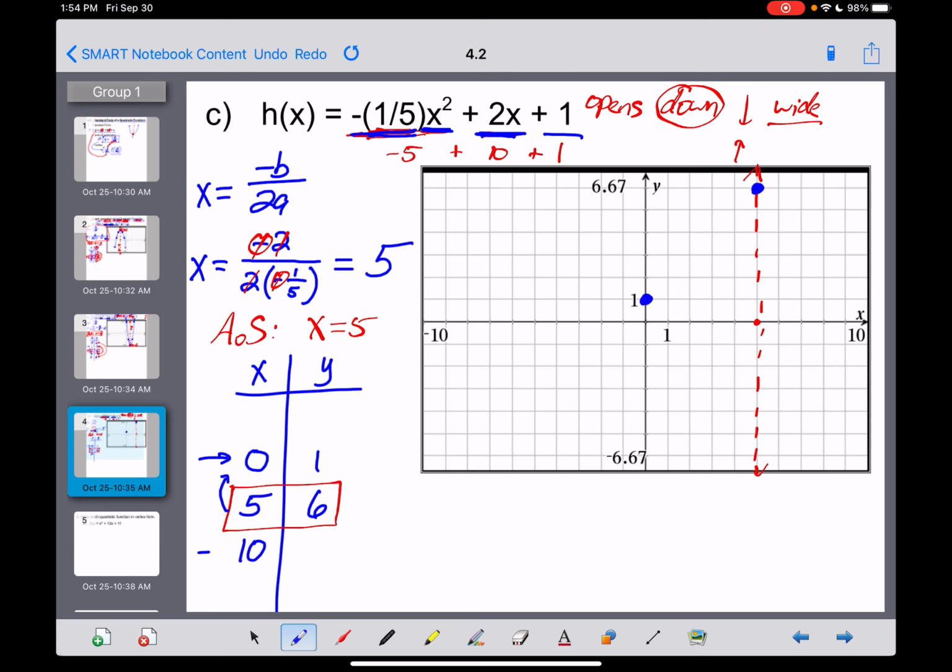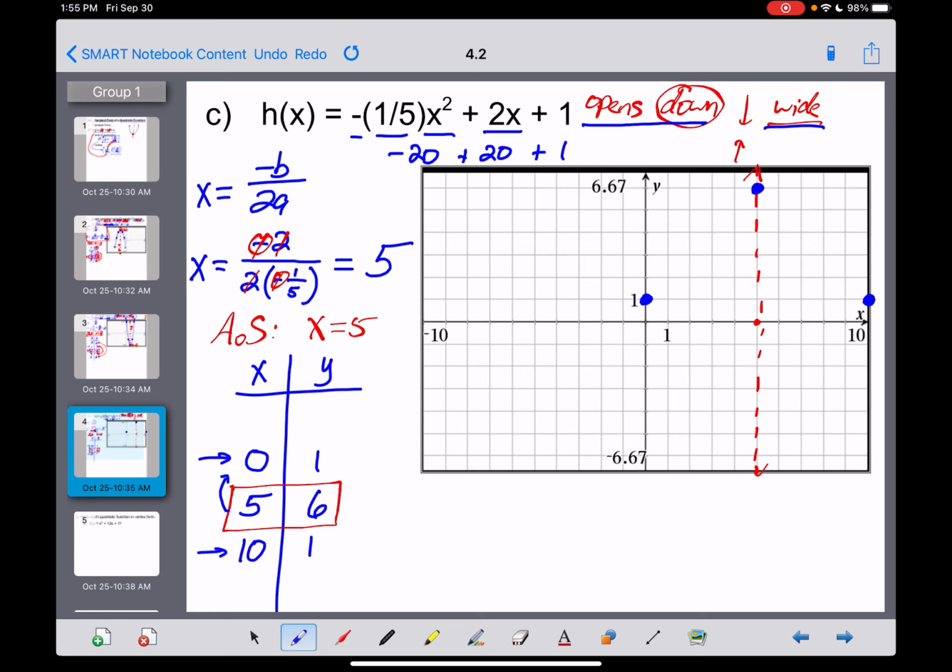The same thing should happen when we plug in 10, but I don't want to assume. So let's try all this again, plugging a 10 in for x. 10 squared is 100. 1/5 of 100 is 20, and the opposite of that makes negative 20. Plus, 2 times 10 is 20. That's 0, and 0 plus 1 is 1. So we get a solution here at 10, 1. Now, with only 3 dots, this still does what we think it should do. It looks like it's opening downward, and it looks wider than normal.